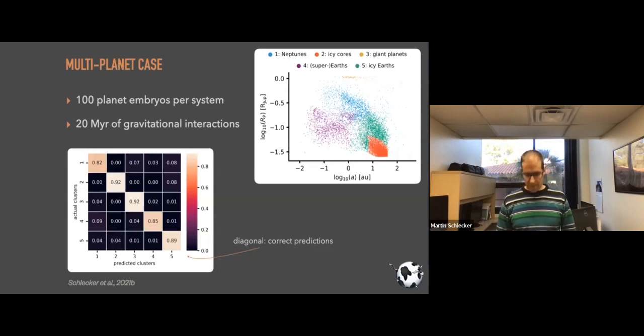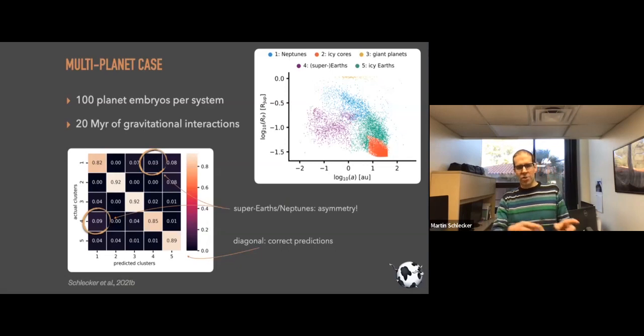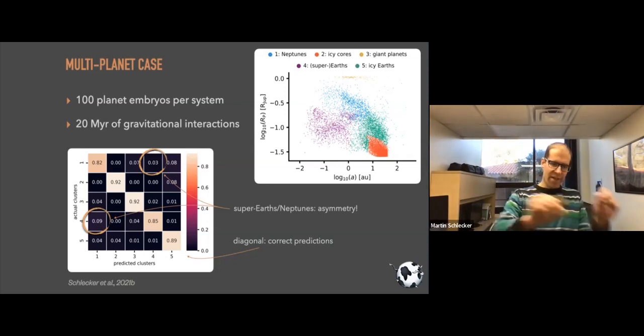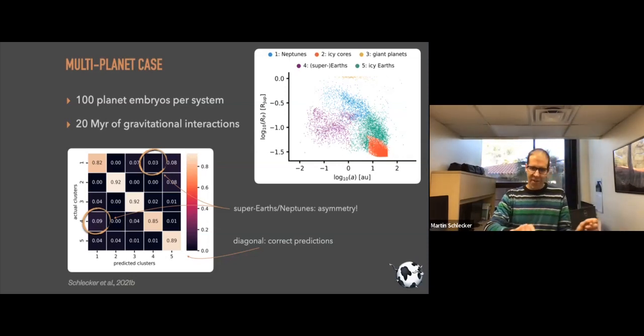And now in the confusion matrix, we see that Neptune, cluster number 1, and super Earth, cluster number 4, these misclassifications are actually not symmetric. You see there's 3% in one direction and 9% in the other direction. And the reason is that giant collisions happen between these planet types. So some of the Neptunes collide with other planets and turn into super Earths because they're losing their atmospheres.